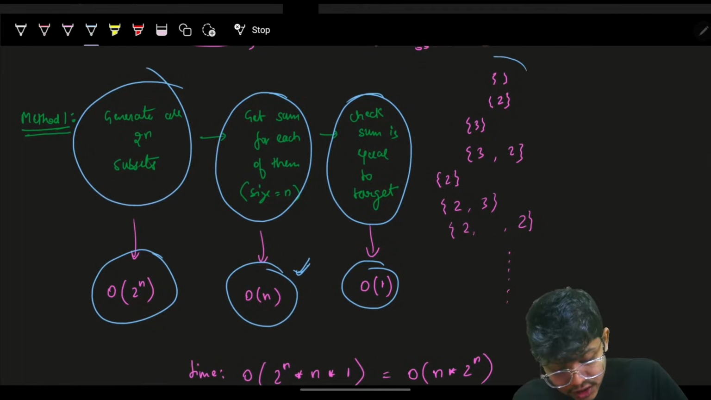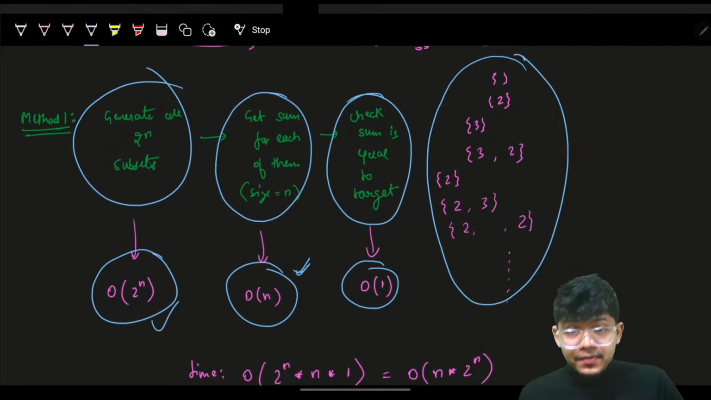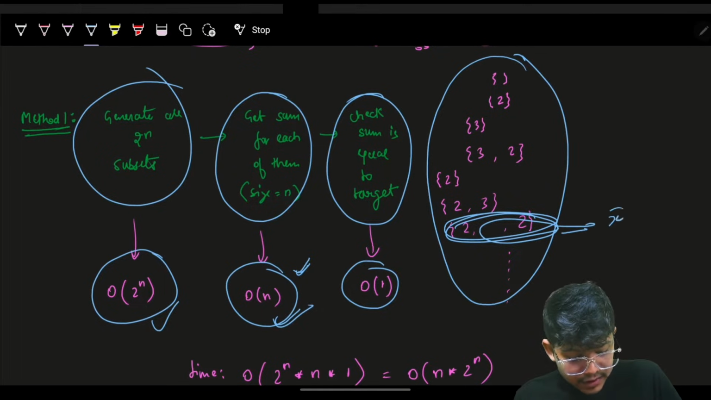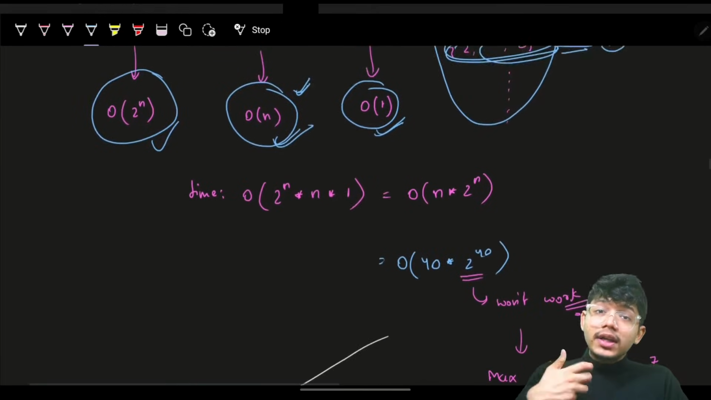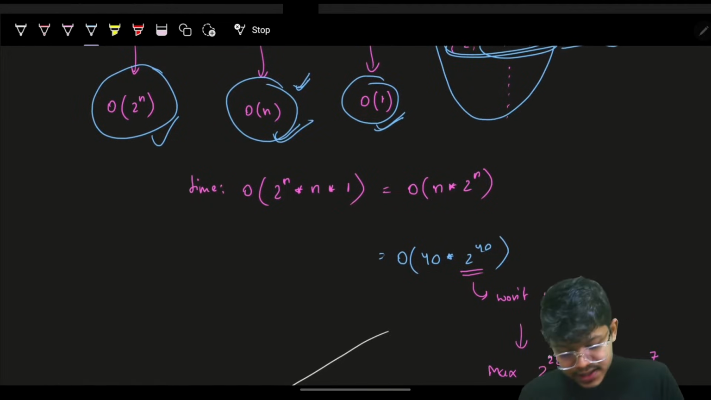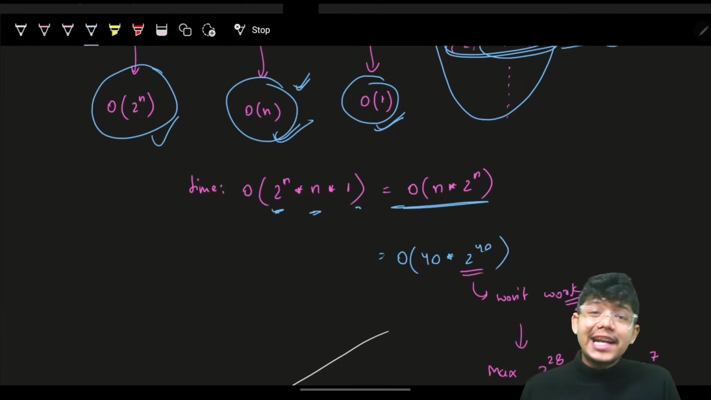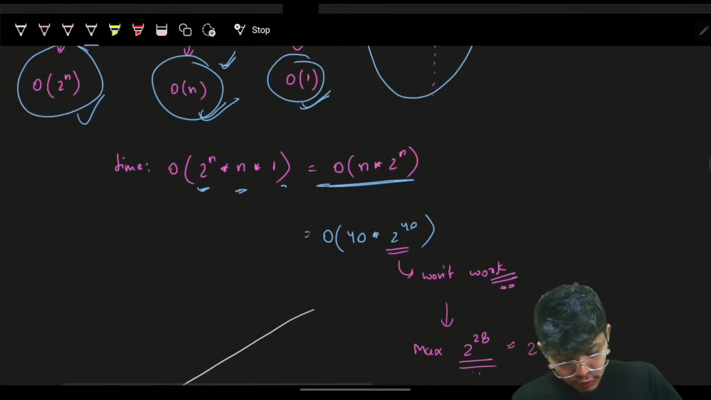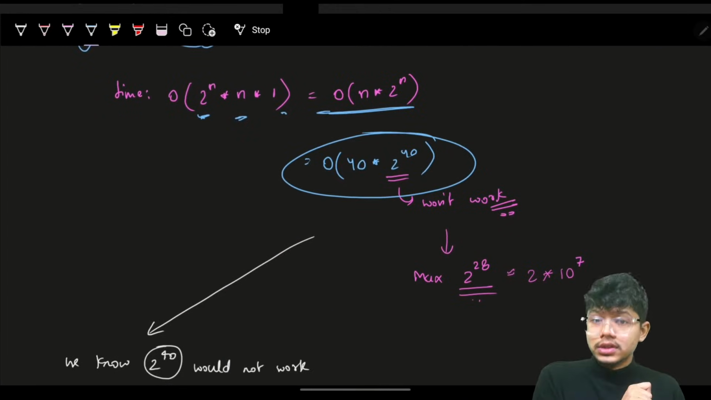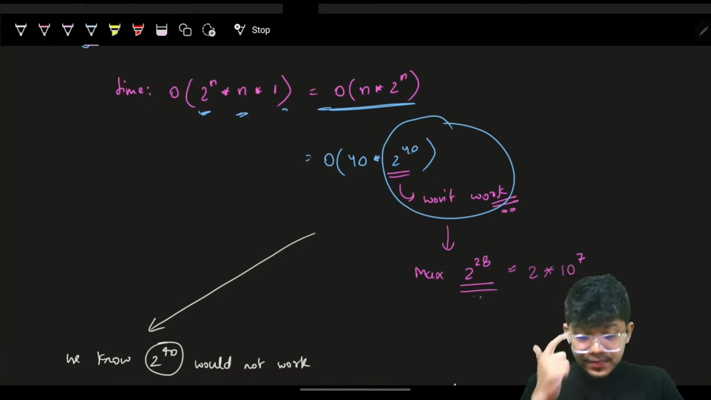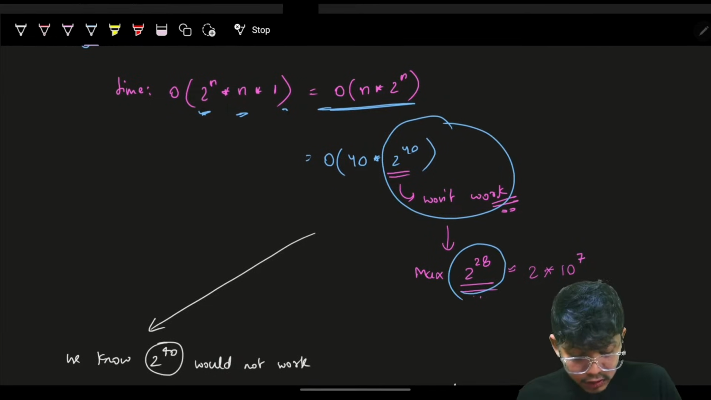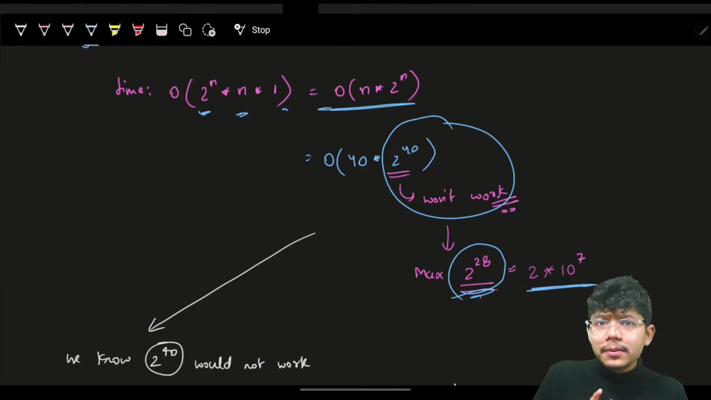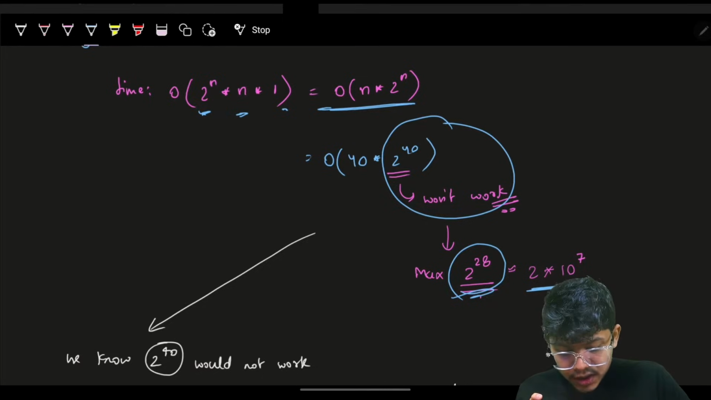So to generate all the subsets, I take 2 raised to power n time. To find the sum of a specific subset, I take O of n time, and to compare it with my target x, I take O of 1 time. So my total time is n into 2 raised to power n. Now if I see the problem constraints, my n was 40. So 40 into 2 raised to power 40 will never work, because this value is very high. The maximum power of 2 which can actually work is around 2 raised to power 28, which is roughly 2 into 10 raised to power 7. So for sure, I can never go this high.